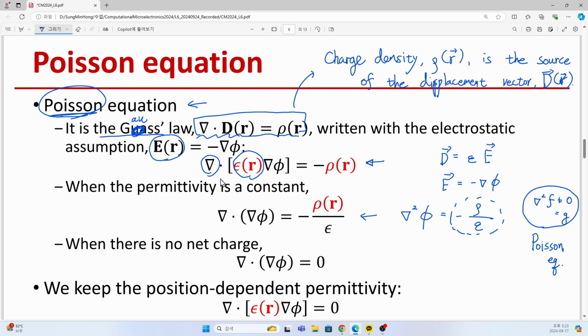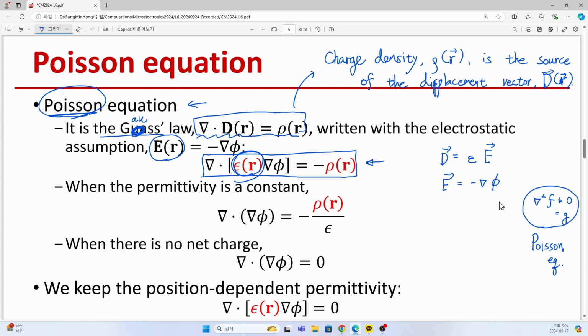However, the more generally adopted form is shown here, which allows a position-dependent permittivity. So in a rigorous sense, our Gauss law is no longer identical to the Poisson equation, but it is a long historic convention to name it the Poisson equation.